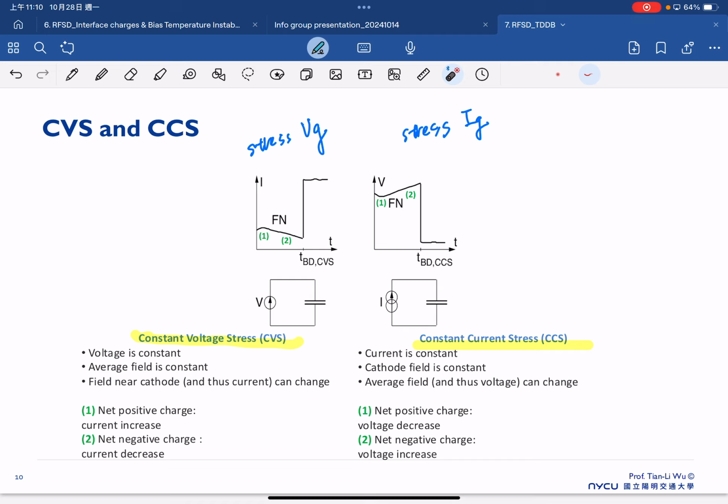For example, in the CVS, of course, there is a hard breakdown, but in the second phase, the current decreases, because we have negative charge accumulation that will cause the current to decrease. But if you look at the CCS, it's a different way because we stress the current. So we record the voltage versus the time here. And if we consider a simple equation, voltage is equal to current times resistance. Once the dielectric is broken, it is losing its insulating property, so the resistance will decrease. That means the voltage will decrease. So at the moment there is a huge voltage drop. That also indicates a hard breakdown.